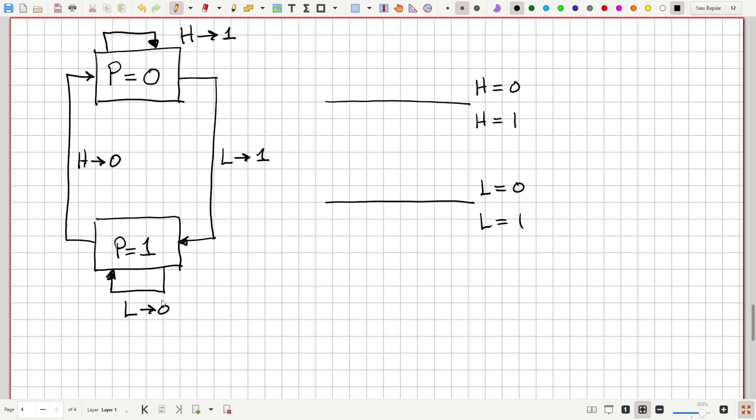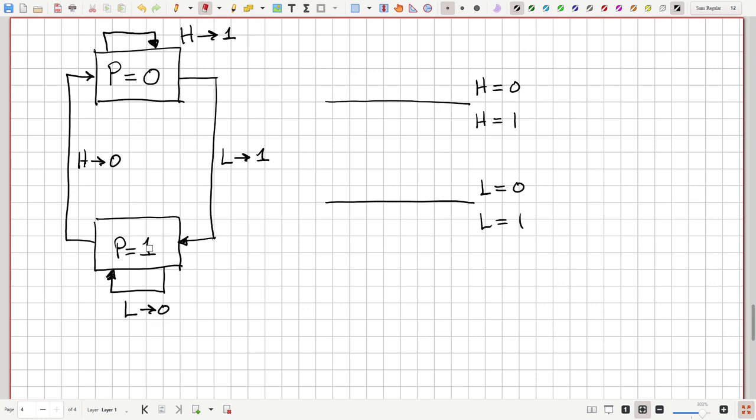So if we're in the P is equal to 0 state, two possible things can happen. The H sensor can output a value of 1, in which case that means we've dropped below the high water mark. We want to stay in the P is equal to 0 state, though, in that case. Or the L sensor can transition from 0 to 1, and that tells us we want to transition from the pump off state to the pump on state, P is equal to 0 to P is equal to 1.